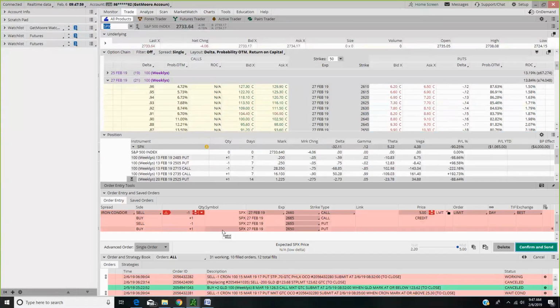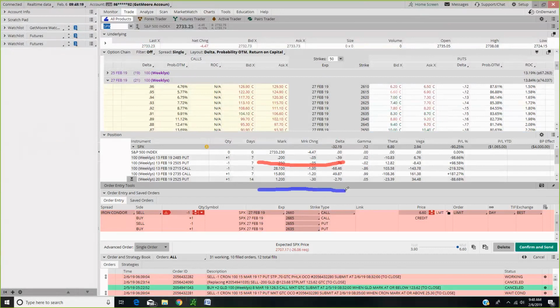So now I go here. We're selling the 2655 put and we're going to buy, so you have to make the adjustment, the 2635. There it is. That's our put leg. The put leg is the bottom leg. We're selling a put and we're buying a put. Practice it in paper money for sure. Don't just not practice it.